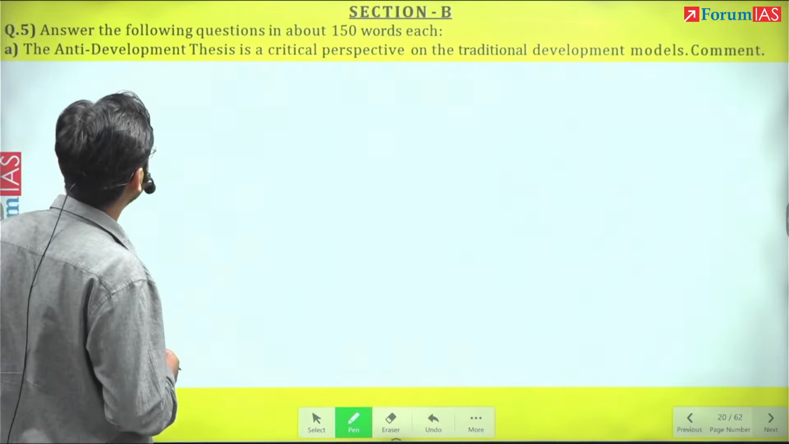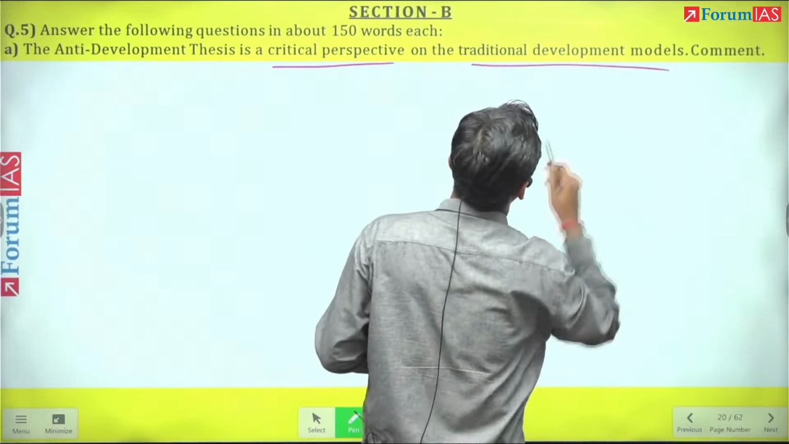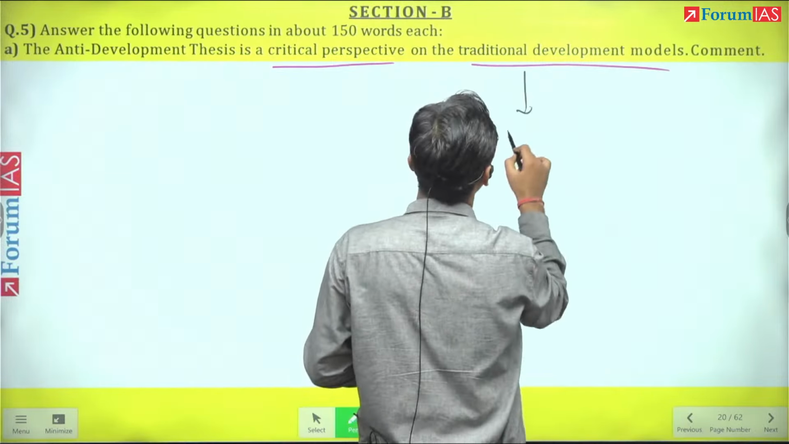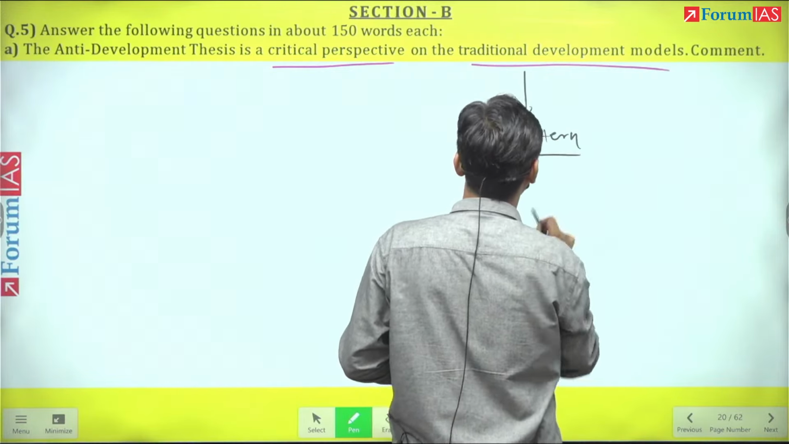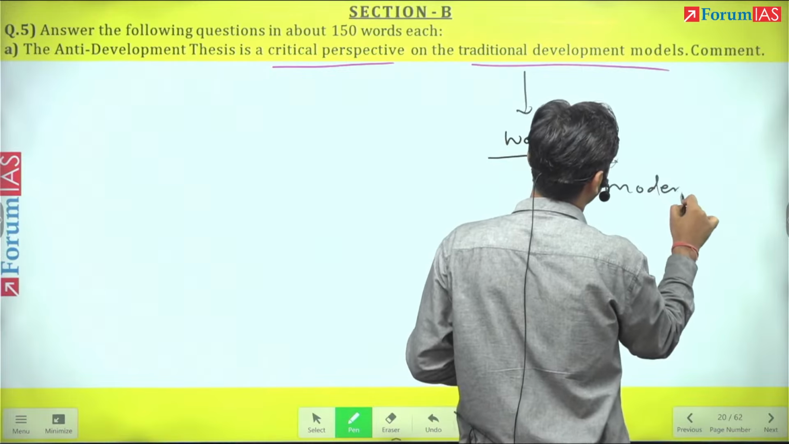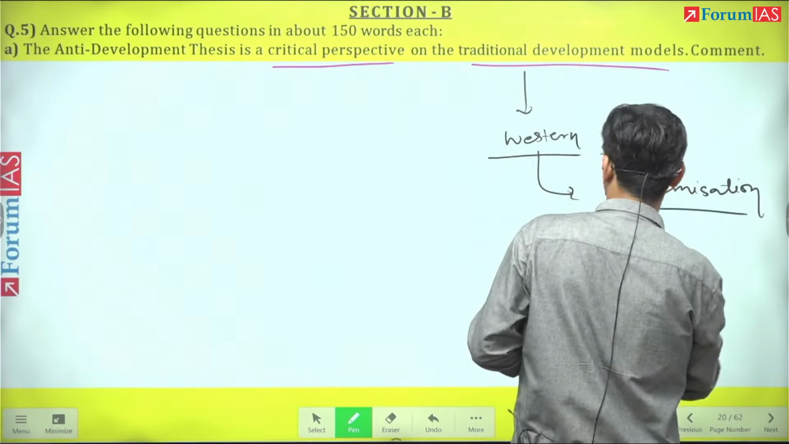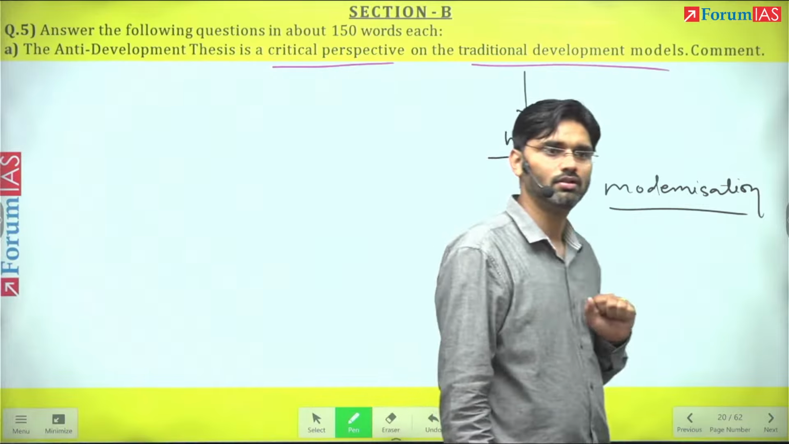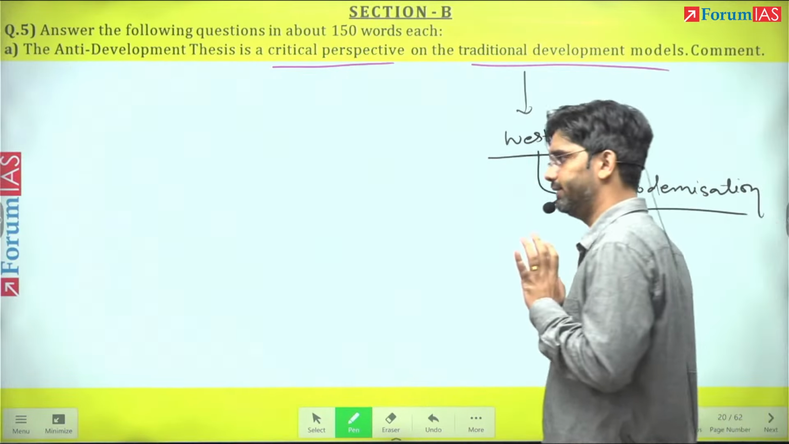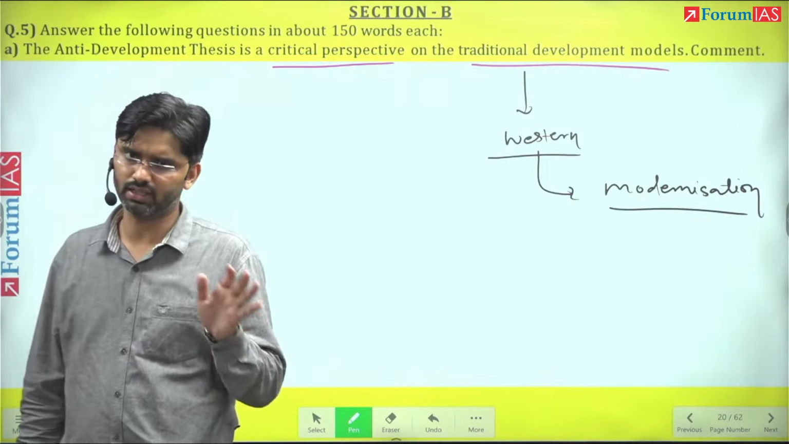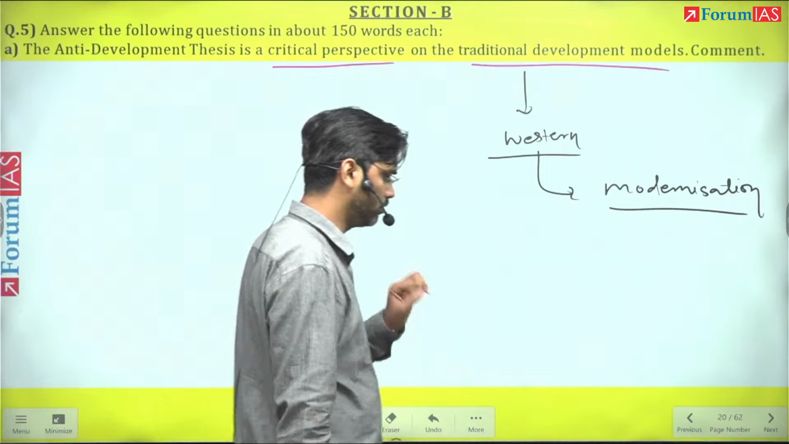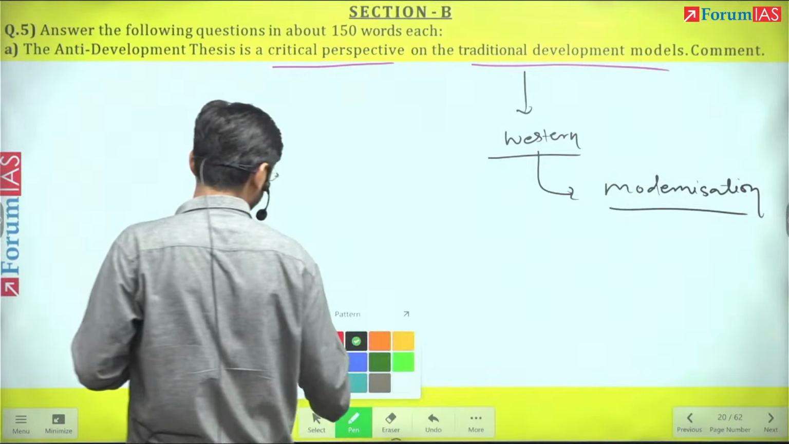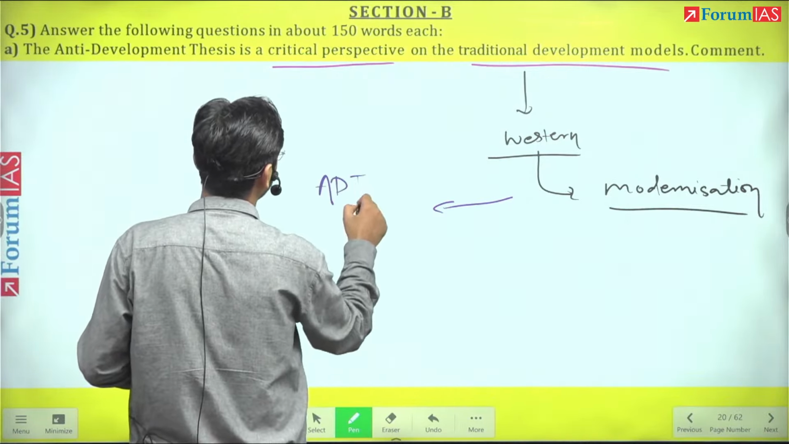The anti-development thesis is a critical perspective on traditional development models. Comment. Okay. Traditional development model means the Western model, that is called modernization. West is best, the rest of the countries need to follow the West. Simple. And this concept was promoted very much by the World Bank, IMF, right? You focus on growth, you focus on increasing GDP. So in response to that, anti-development theory came.